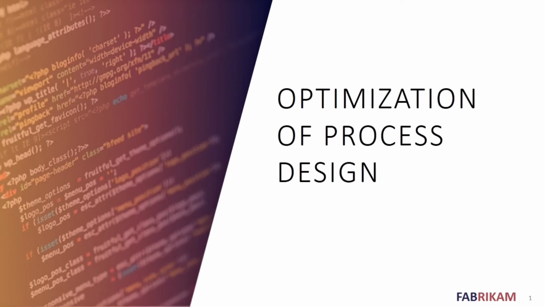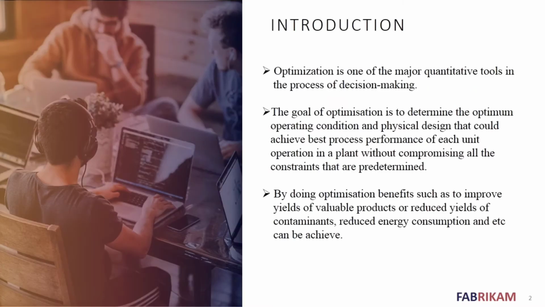Okay, here are optimization of process design. And here are introduction about optimization itself. Optimization is one of the major quantitative tools in the process of decision making. The goal of optimization is to determine the optimum operating condition and physical design that could achieve best process performance of each unit operation in a plant without compromising all the constraints that are predetermined.